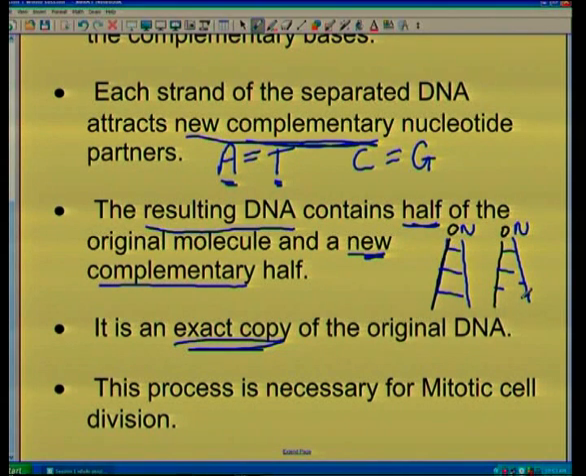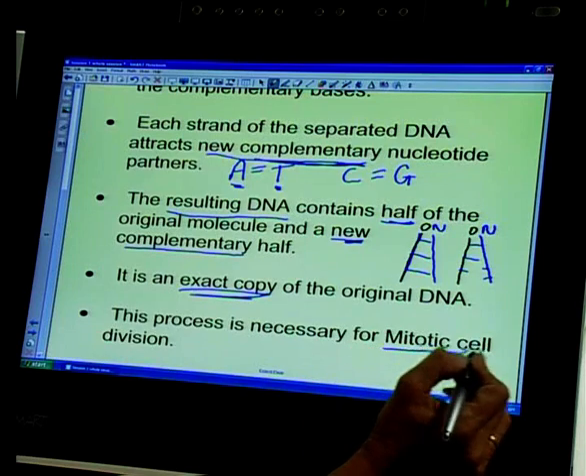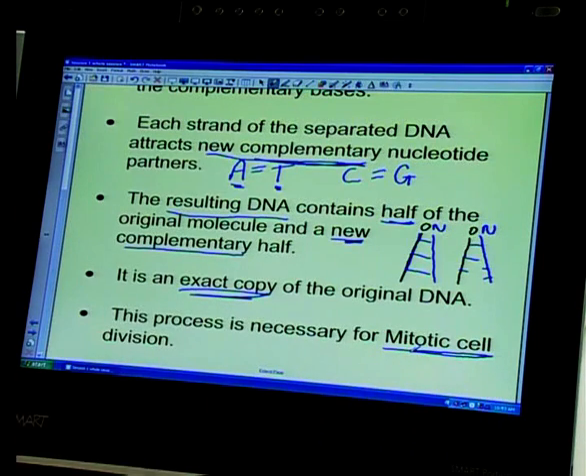All right, this process is necessary for mitotic cell division. Now remember, with mitosis, you are going to end up with two identical cells. All right, always two identical daughter cells. So for that to happen, you need the DNA to be identical. So let's look at this process now.